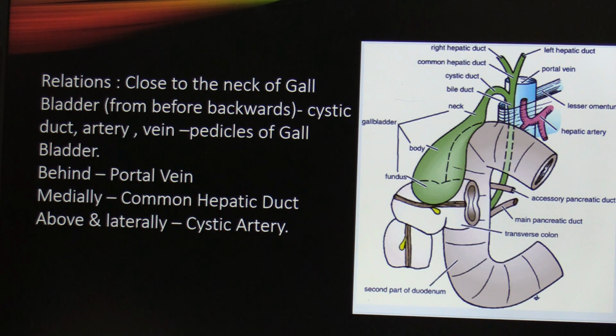If we talk about the relations, it is close to the neck of the gallbladder, as we have seen, and from before backwards these structures are cystic duct, artery and vein. These are also known as pedicles of the gallbladder. Behind, you can see the portal vein, medially is the common hepatic duct, above and laterally is the cystic artery.